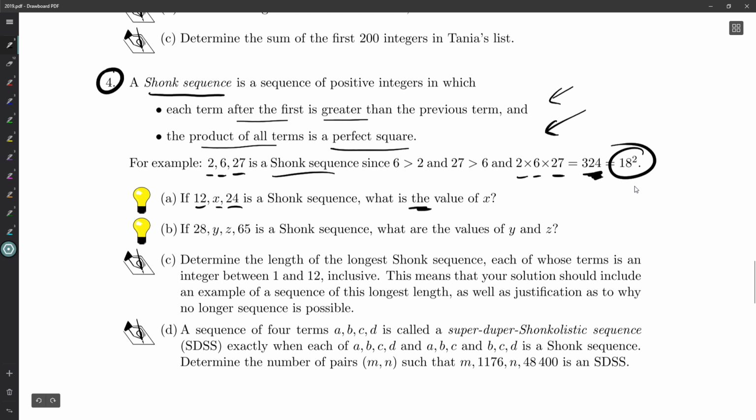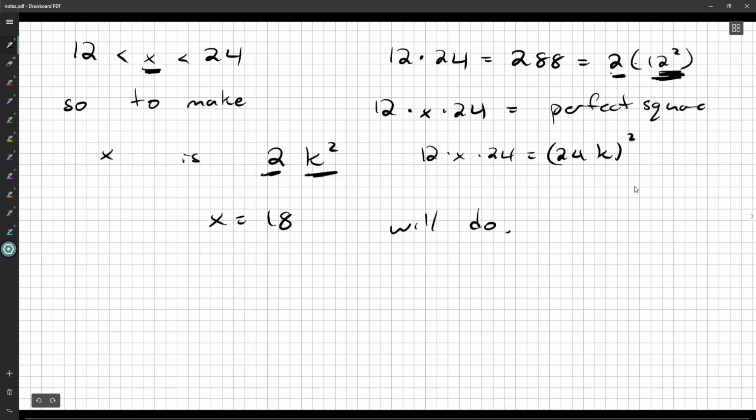All right, B part. Again, it looks like we're just exploring the definition of a Schonk sequence. If 28, y, z, 65 is a Schonk sequence, what are the values of y and z? Okay, again, we just need to know what these two values are. It's a light bulb question, so we can just put our answer there. What have we already got? So 28 needs to be less than y, less than z, less than 65. So that limits the range of values for y and z.